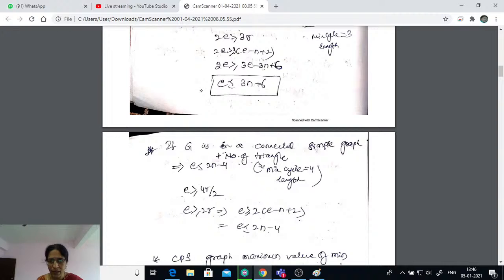So if it is a planar graph, E greater than or equal to 3r divided by 2. So if it is a connected simple graph, E greater than or equal to 4r by 2.